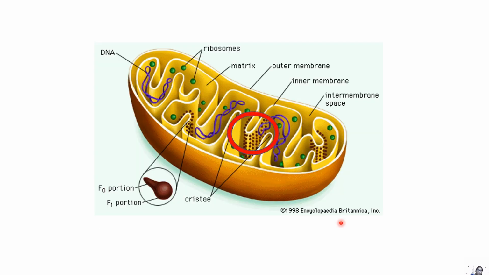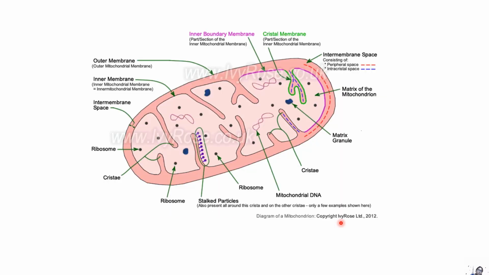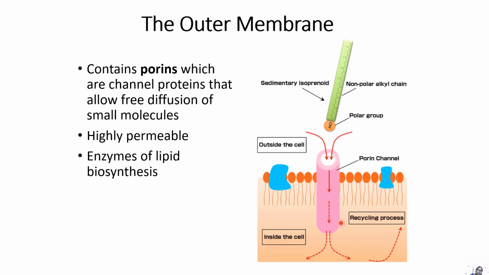Okay. So if you see, this is the part. So the outer membrane contains porins, which are channel proteins that allow free diffusion of small molecules. They are highly permeable, and there are enzymes of lipid biosynthesis. Okay. That is what the outer membrane is all about.